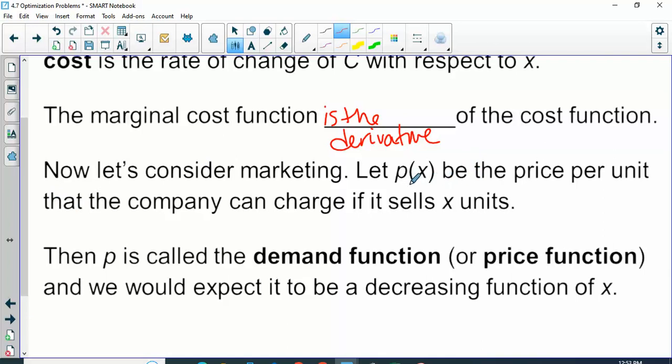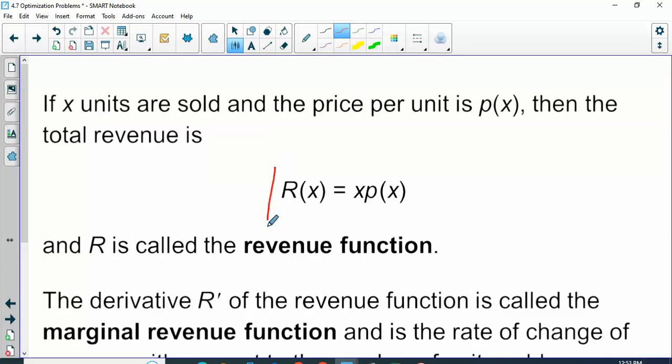So we have lowercase p of x, which is typically called the price function. It's what you should charge for something. That's sometimes called demand. So demand and price are the same thing. To get the revenue, you have to take x times p of x.